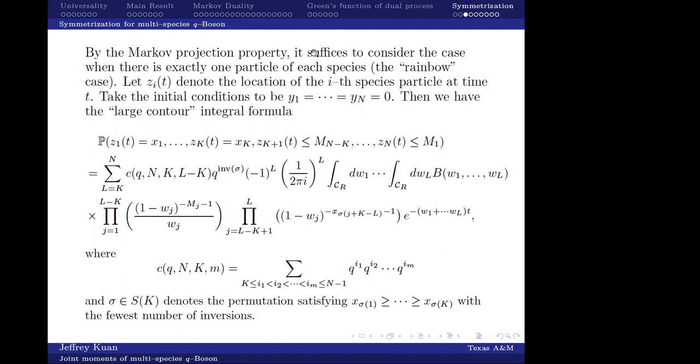So it suffices to consider the case where you have one particle of each species, and you can take all particles starting out in a single site. You can set it to be 0. And you have this sum of large contours, so all these contour integrals are the same, and you have just some constant in front.